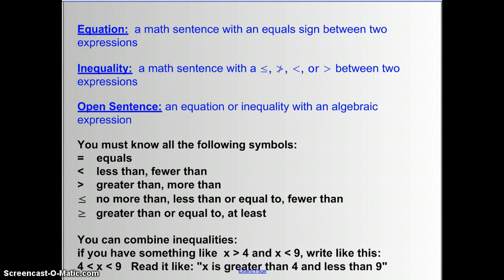You can combine inequalities. If you have something like this, x is greater than 4 and x is less than 9, you should combine those two inequalities to write them like this: 4 is less than x, which is less than 9. And you can read it like this: x is greater than 4 and less than 9. All right? So those two you combine. That's called an AND inequality or an AND expression.